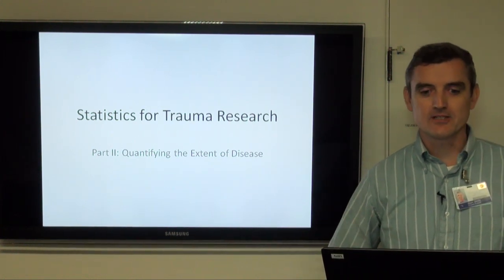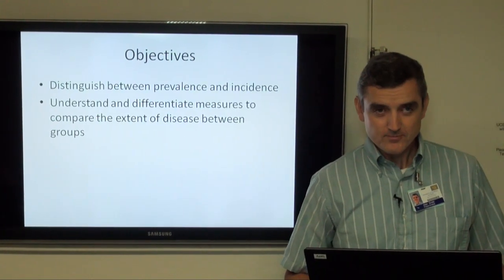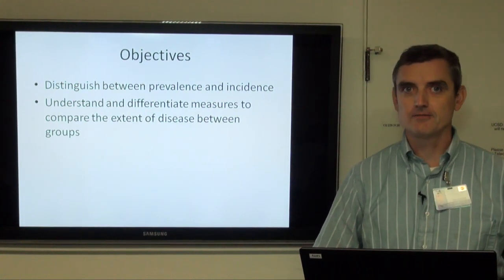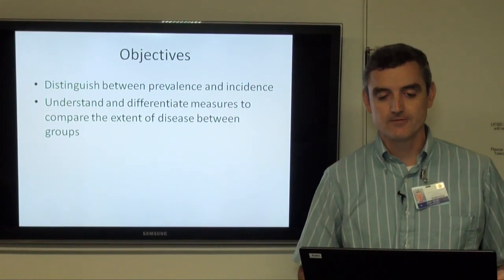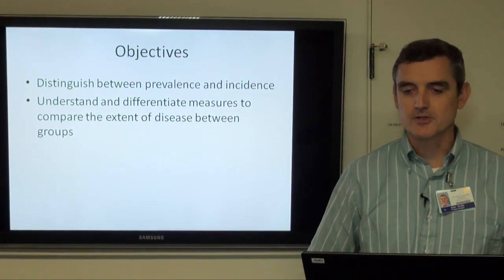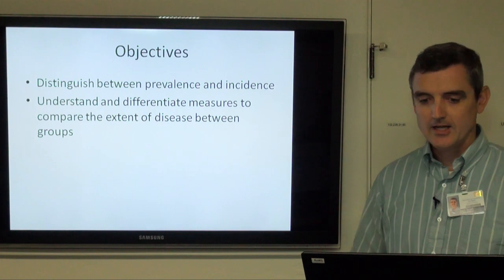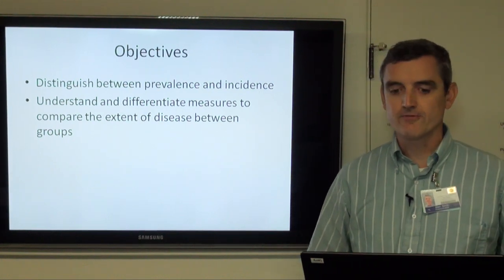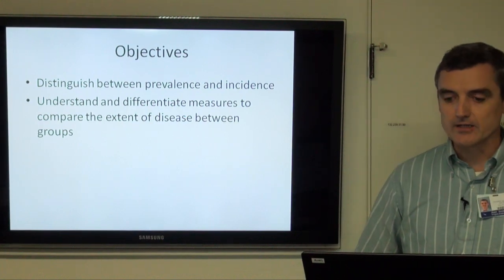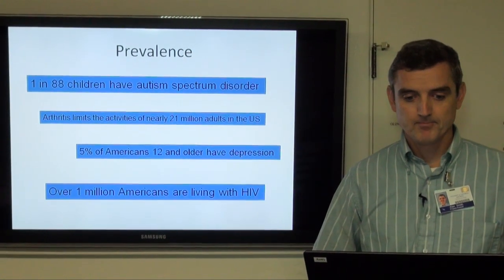Quantifying the extent of disease. This one, again, we're just doing some basics of trauma statistics, of statistics in general. Really wanted to get some basic terminology like prevalence and incidence, and talk about different ways to express the extent of disease and compare extent of disease between different groups.